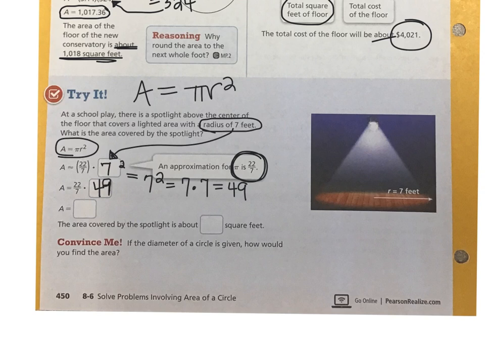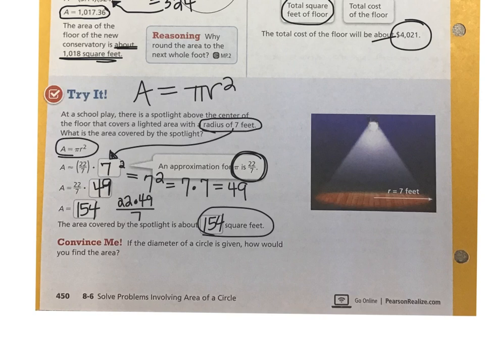Now I need to multiply. Don't forget, when you multiply a fraction times a whole number, you're going to multiply the 22 times the 49 and then divide by 7. So do that and then come back and check your answer. And the answer is 154, which means the spotlight covers an area on the floor of about 154 square feet.